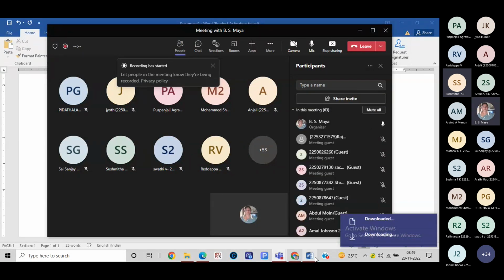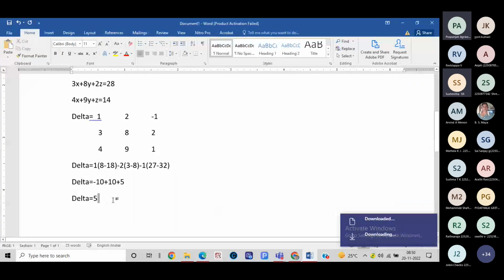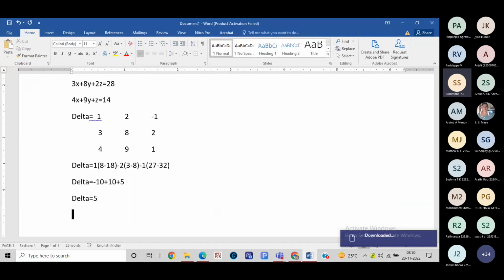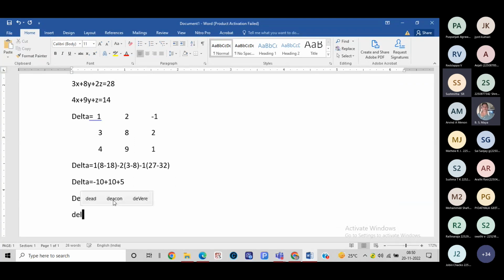Shall we go to the next step? Yes, ma'am. What is the next step? What is delta x? How to write delta x? Minus 1, 28, 14. 1, 2, minus 1. Next line.